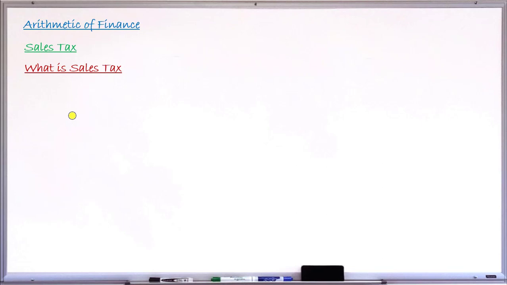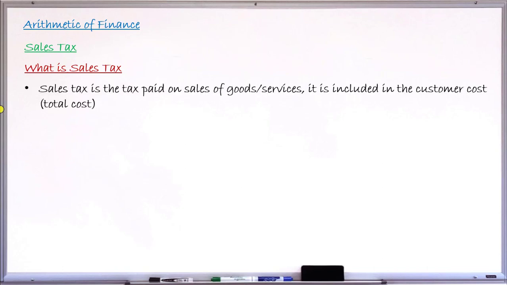To begin the lesson, let me first explain the term sales tax. Sales tax is the tax paid on sales of goods and services, and it is usually included in the customer's total cost. That is the total cost of the goods or the services. What you paid as a consumer of that good or service, you should know that there is a tax inside that price.